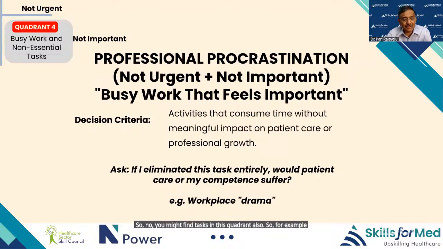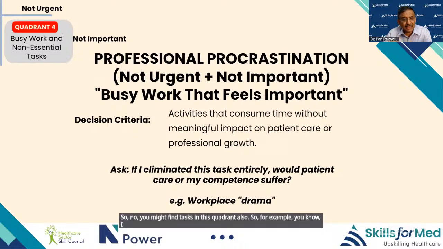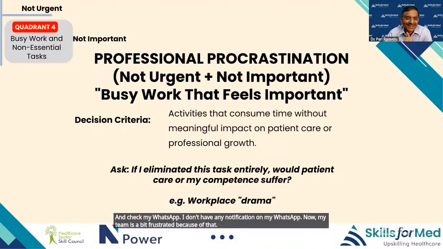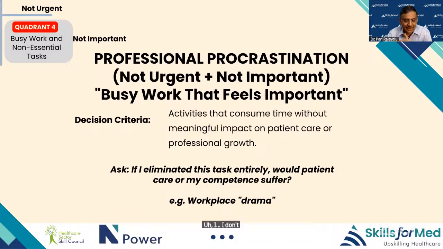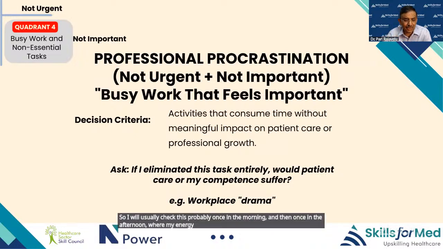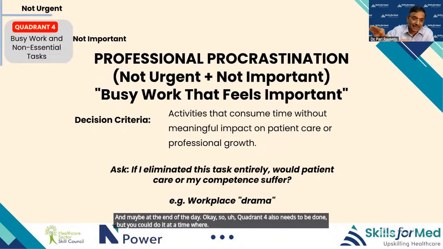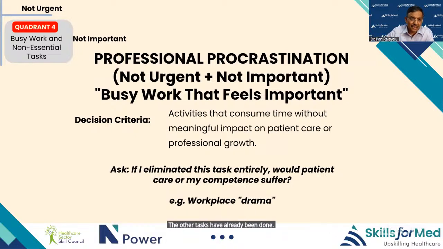So, for example, I check emails and check my WhatsApp. I don't have any notifications on my WhatsApp. Now, my team is a bit frustrated because of that. I check WhatsApp like email. No, I'm one of those dinosaurs here. So I will usually check this probably once in the morning, and then once in the afternoon, where my energy levels are very low after lunch, and maybe at the end of the day. Okay, so quadrant 4 also needs to be done, but you could do it at a time where the other tasks have already been done and you have some free time.